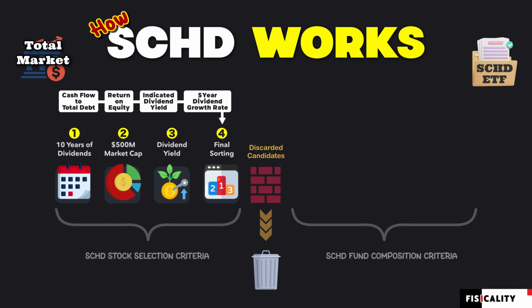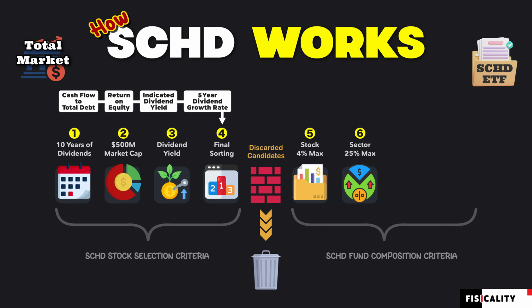The fund composition criteria are: number 5, 4% is the max weight of any individual stock in the index. And number 6, 25% is the max weight of any individual sector in the index. Number 7, rebalance occurs quarterly and is a reevaluation that uses steps 5 through 6 to ensure that the 4% individual stock and 25% individual sector weight caps are adhered to.